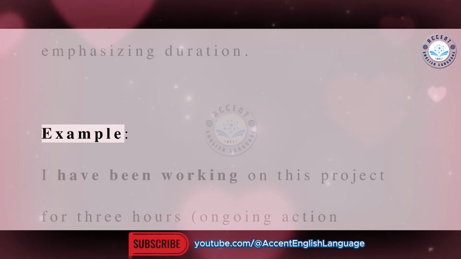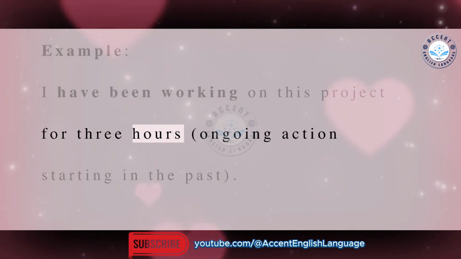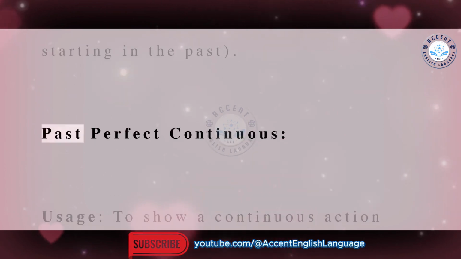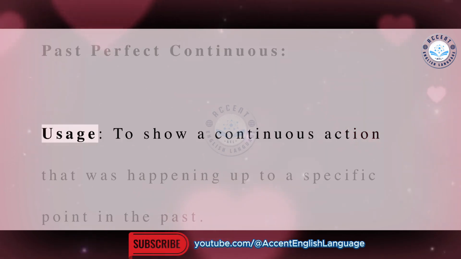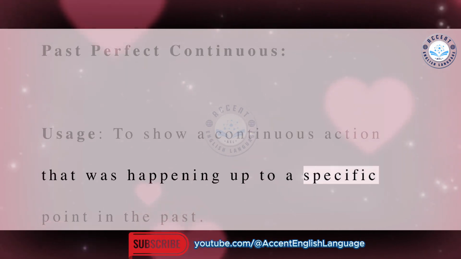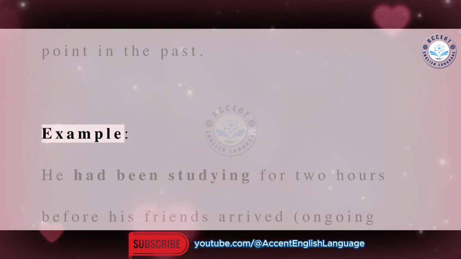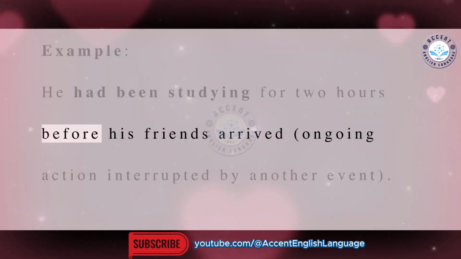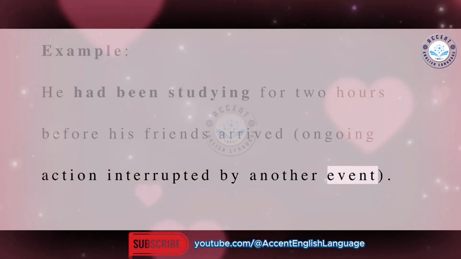Example: I have been working on this project for 3 hours, an ongoing action starting in the past. Past perfect continuous. Usage: to show a continuous action that was happening up to a specific point in the past. Example: he had been studying for 2 hours before his friends arrived, an ongoing action interrupted by another event.